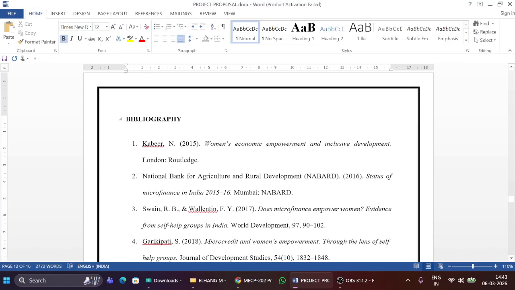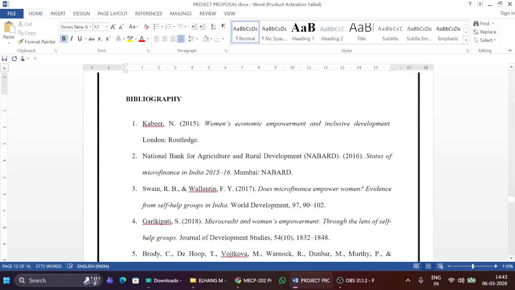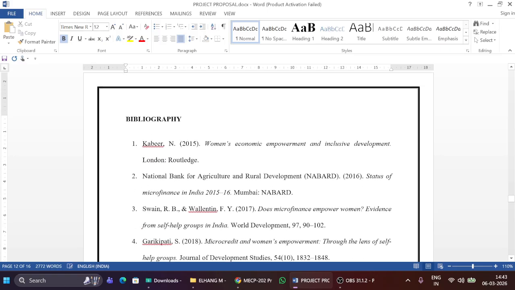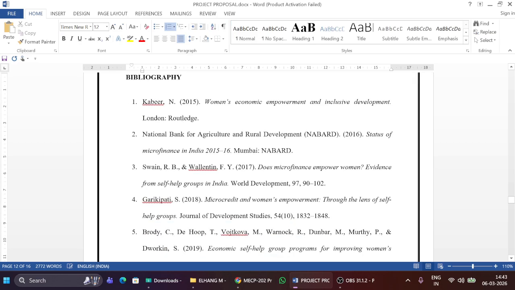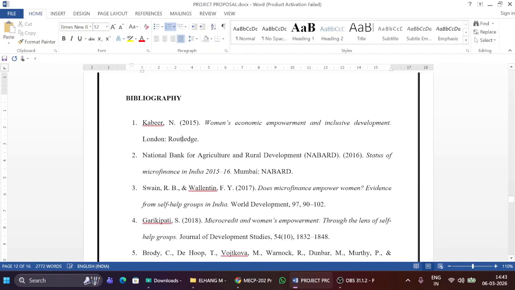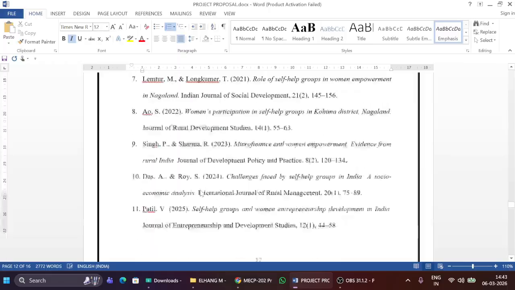Now the bibliography is where you list the sources from where you have taken the content. You have to write the references here as a bibliography. In this way, you have to write the bibliography in APA format as per the IGNOU guidelines. Don't forget to write the bibliography in APA format.